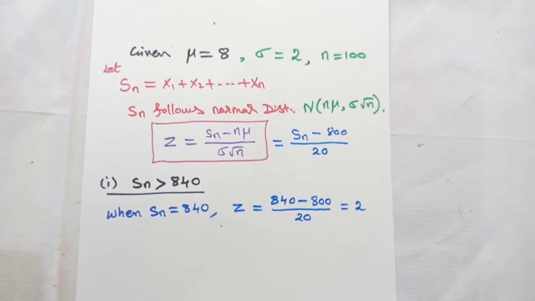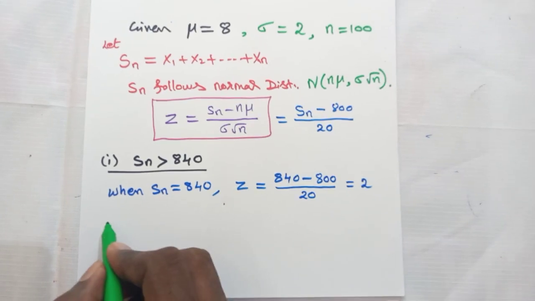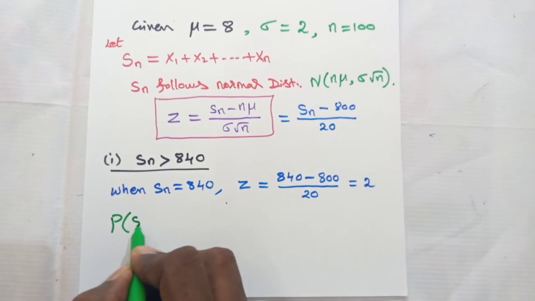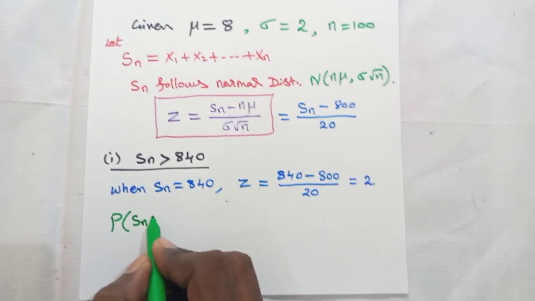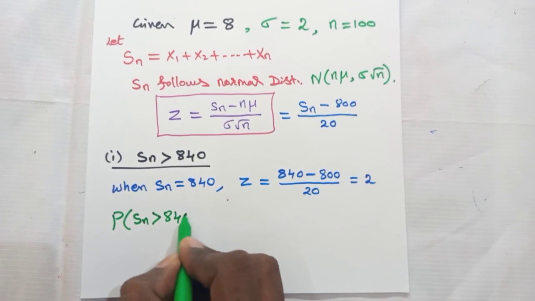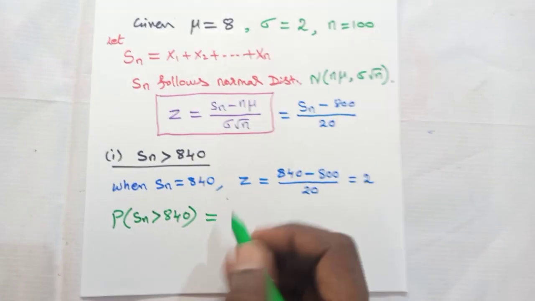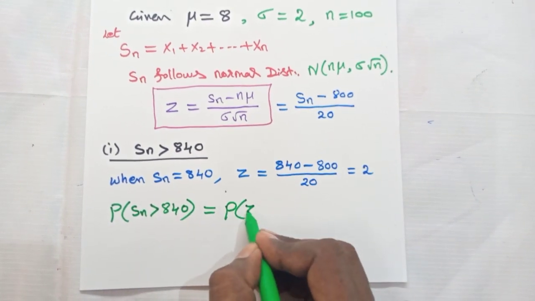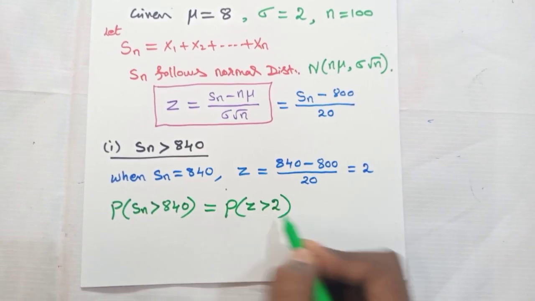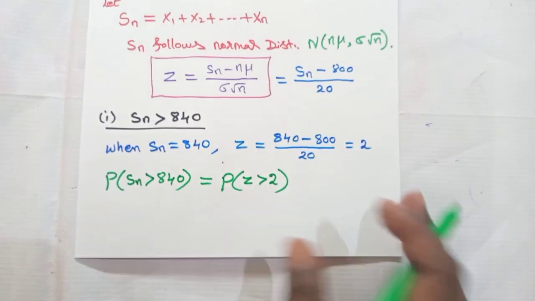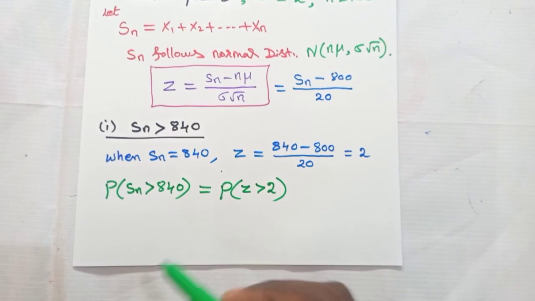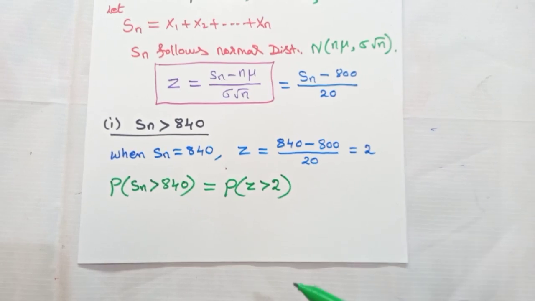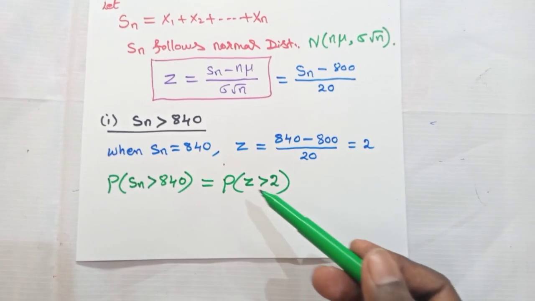So the question is the probability that the first 100 customers, that is Sn, spend more than 840. So I want to find the probability of Sn, whose corresponding value is Z, so Z greater than 2. This is what I want to find out. By the normal distribution we have to form a diagram. From the diagram we can calculate P of Z greater than 2.